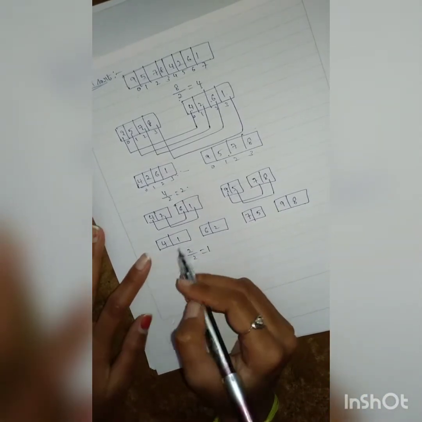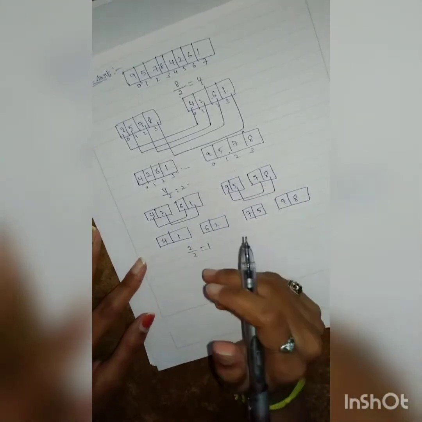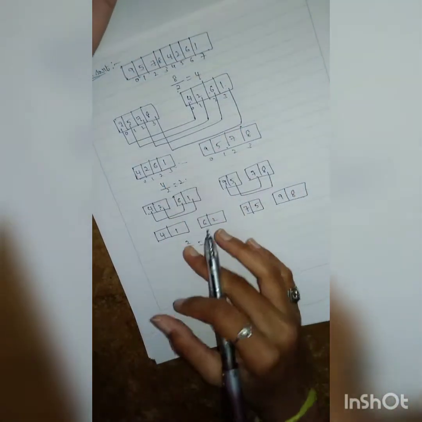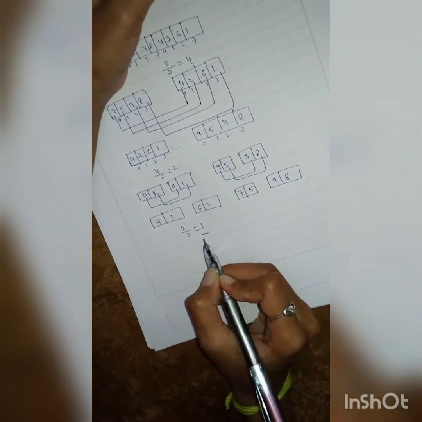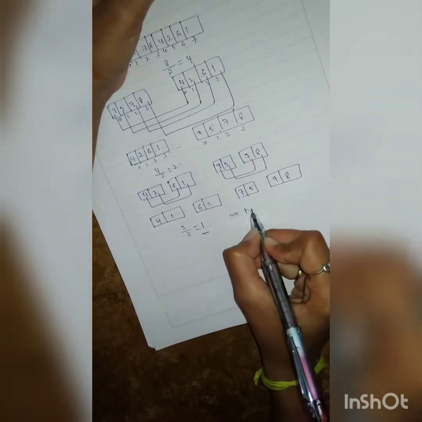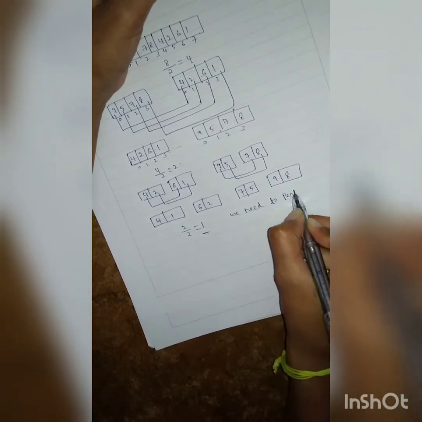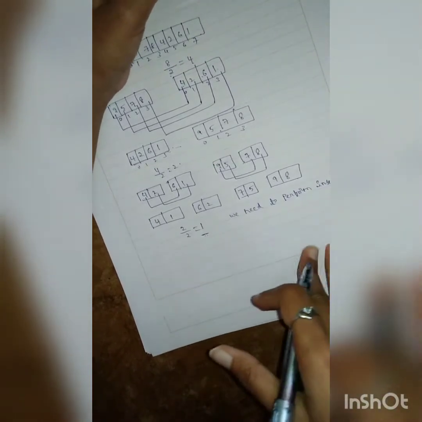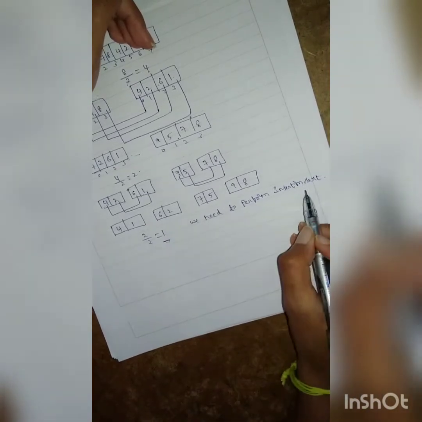So as the array size is 2, 2 by 2 equals 1. But if we divide it into 1, it won't work out, because we can only merge them and say it is sorted. So if we get 1, we need to perform insertion sort, as insertion sort is one of the ways to sort the elements very easily. Insertion sort we have already studied before.